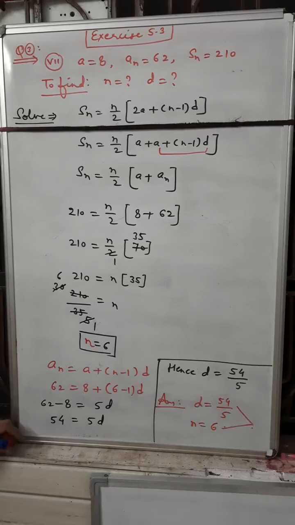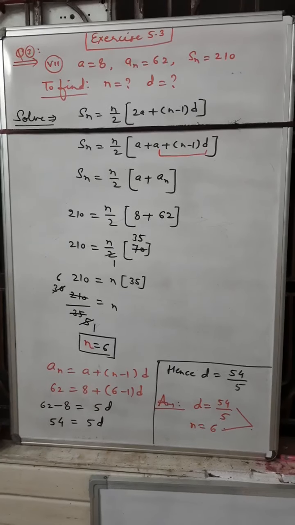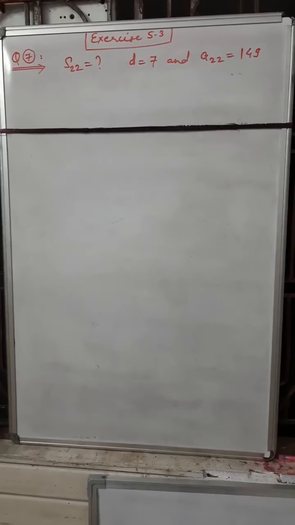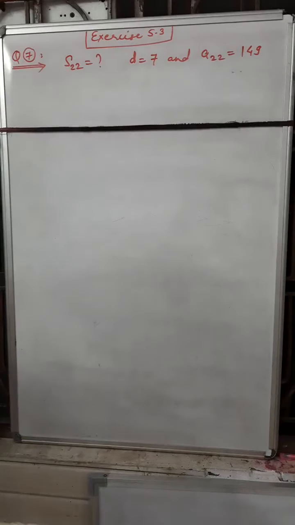We can easily find out the value of d or n by using this formula for finding the sum of n terms. So students, now we will solve question number 7 of exercise 5.3. Here the problem is: find the sum of first 22 terms of an AP in which d is equal to 7 and the 22nd term is 149.